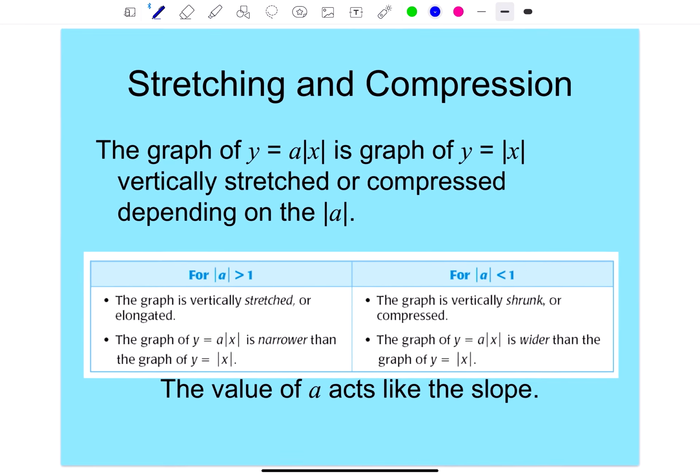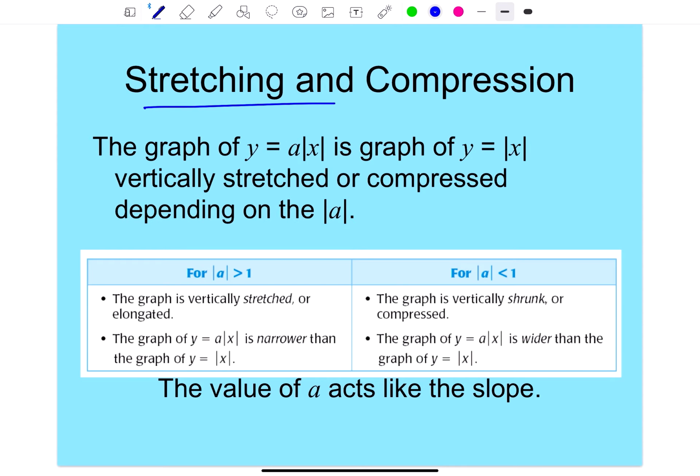Sketching, stretching and compression. Now we're going to be talking about transformations. If there's a number in front of the absolute value symbol, that number is going to change the shape of our graph. It's not just going to move it horizontally or vertically. It's going to make it narrower or wider. It might shrink it, it might stretch it. So let's see what happens when there's a number in the front.